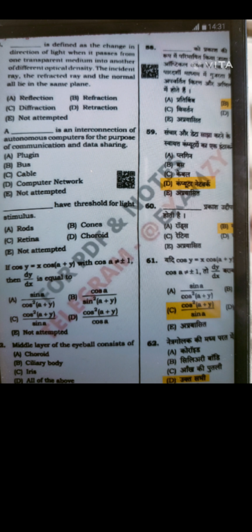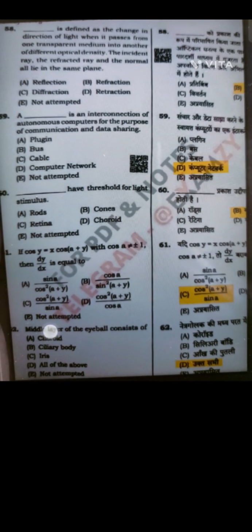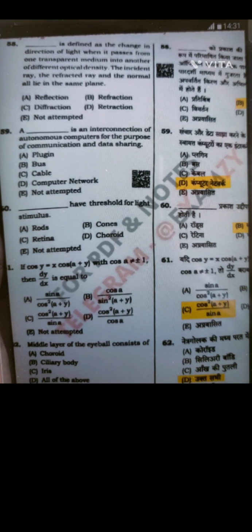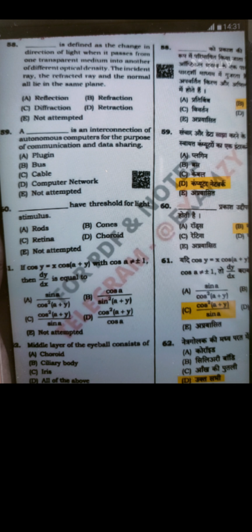Blank space is an interconnection of autonomous computers for the purpose of communication and data sharing: computer network. Computer network is an interconnection of autonomous computers for the purpose of communication and data sharing. कम्युनिकेशन और डेटा शेयरिंग के लिए किसका यूज करेंगे? कंप्यूटर नेटवर्क का.